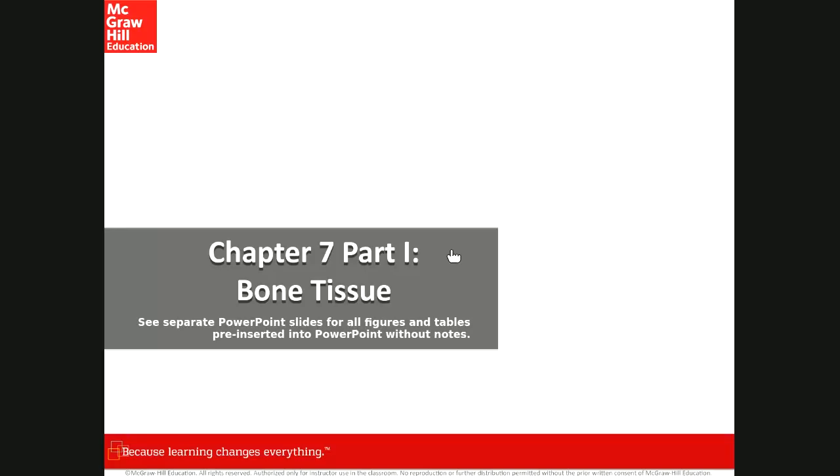All right, so here we go. We're going into chapter 7. Chapter 7 is all about the skeletal system, bone. And I did divide this into 3 parts. The first part is mainly dealing with bone anatomy and the different cell types that you find in bone. And that will be important.